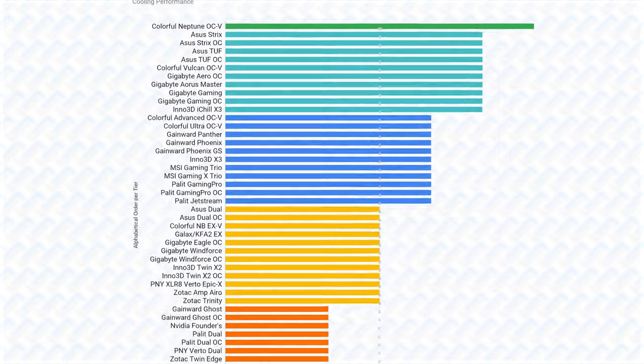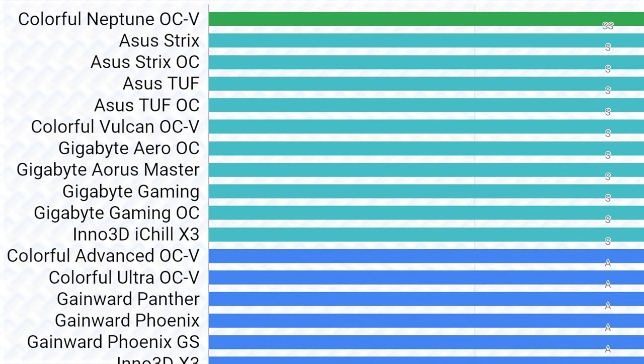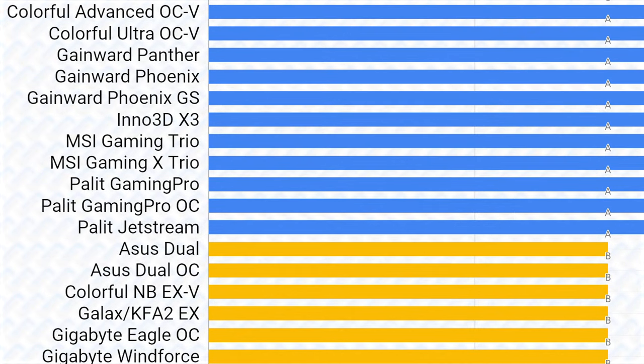In the SS tier, there is only the Colorful Neptune, which by nature of being water-cooled will always have an advantage over the air-cooled cards. Although I really don't see the point in water-cooling these cards, as the S-tier air-cooled cards are so good already, maintaining temperatures that are at 60 degrees or even lower sometimes. The Asus Strix, Asus TUF, Colorful Vulcan, and Gigabyte cards, as well as the Inno3D iChill X3, are all top-tier air-cooled cards. Next down are the A-tier cards, which are still very good performing coolers, just slightly warmer and noisier than the S tier.